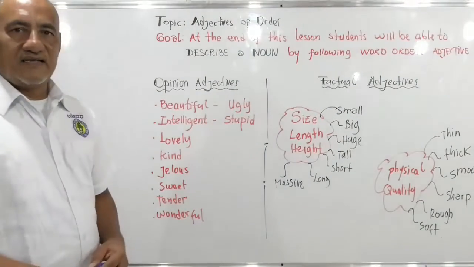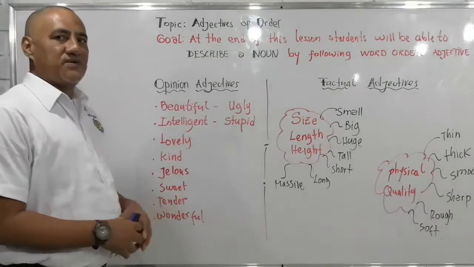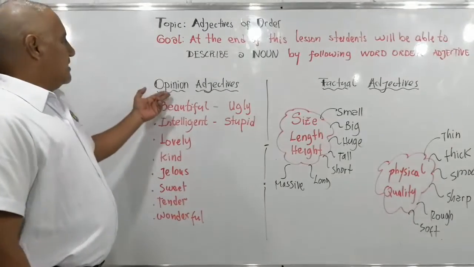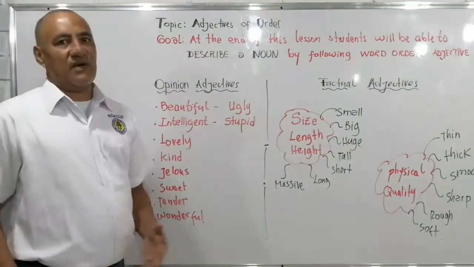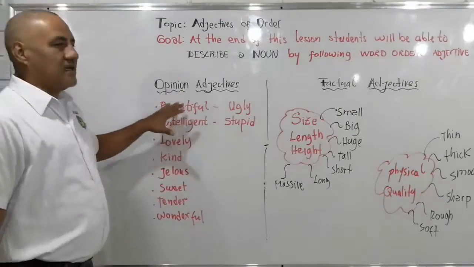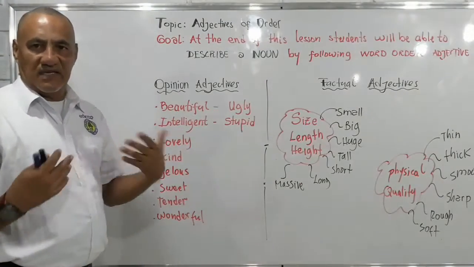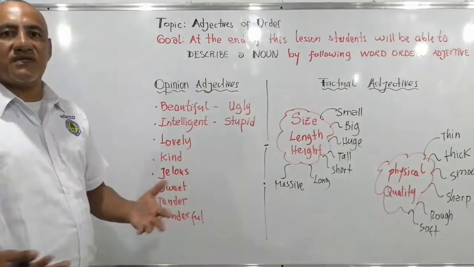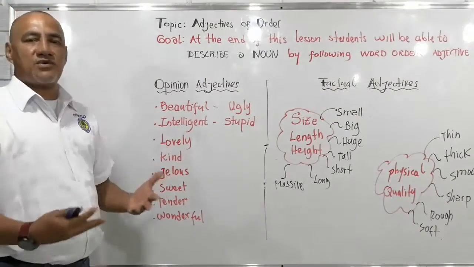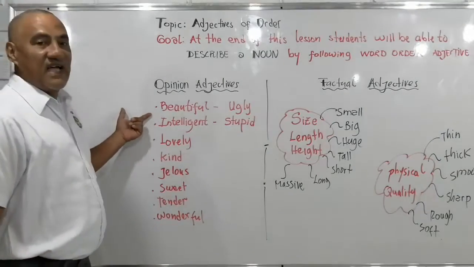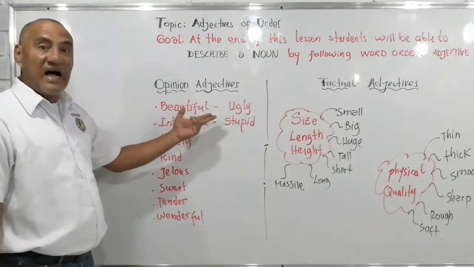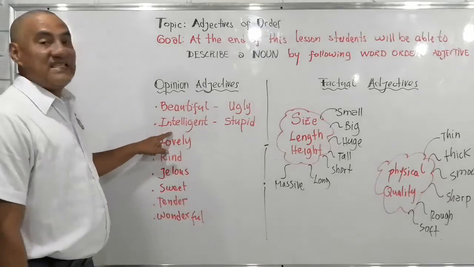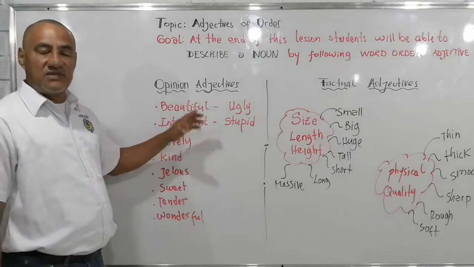Okay, then as I said earlier, I am going to share with you some examples of opinion adjectives and factual adjectives. Then as an opinion, remember that it's just a judgment that we make about the thing that we are going to describe or tell more information about. Then we've got here beautiful, ugly, which is the opposite, intelligent, stupid, which is the opposite too.